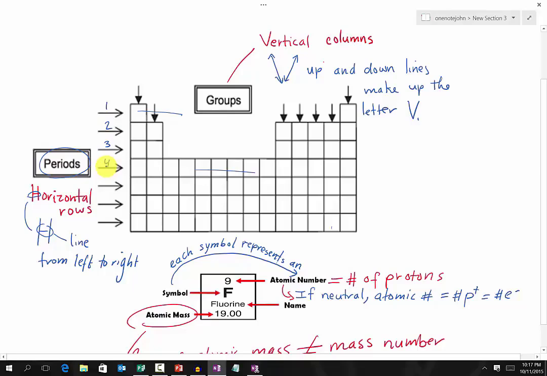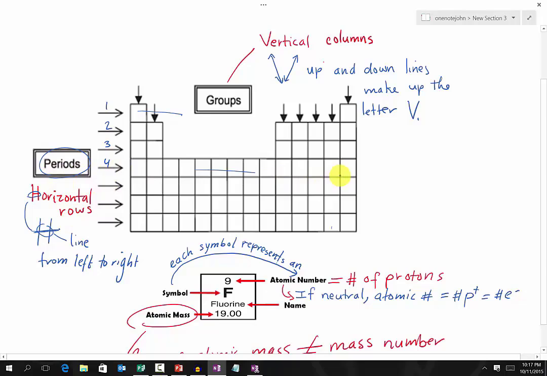Now, a quick way to remember that period is horizontal, going across: if you look at the H, within the H there's a line that goes from left to right. And it's a horizontal going left to right. So that's how you know the horizontals are periods, or horizontal rows going across the periodic table.